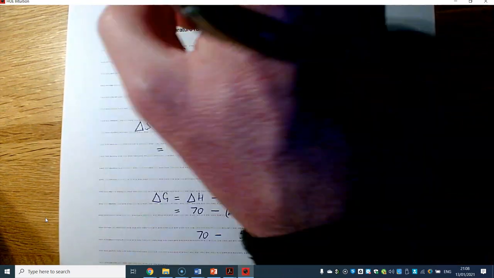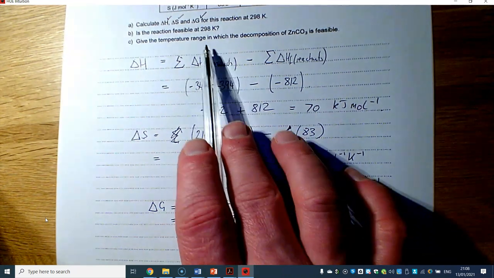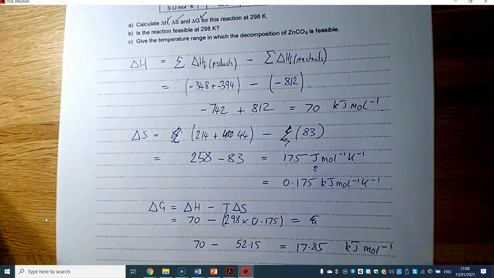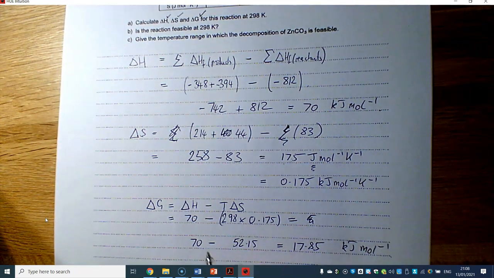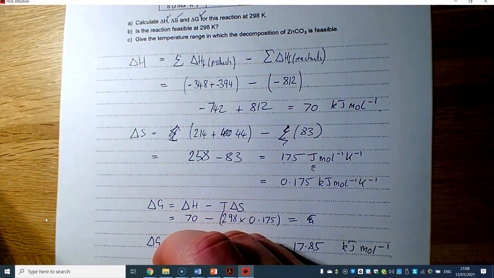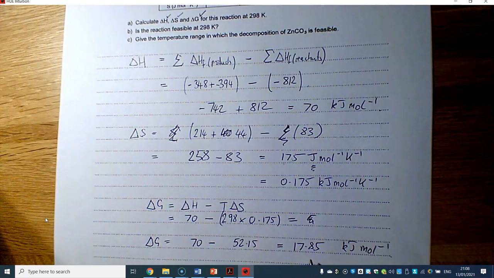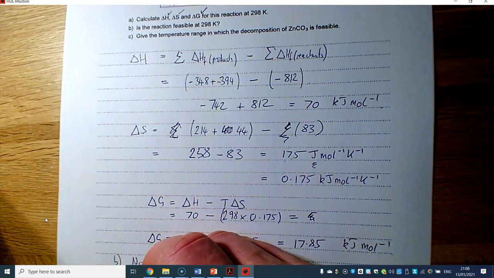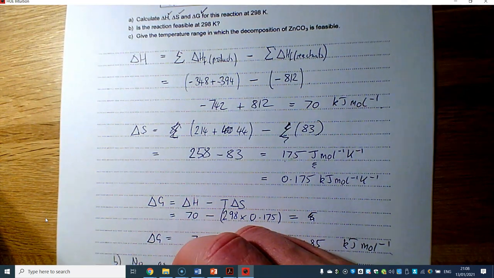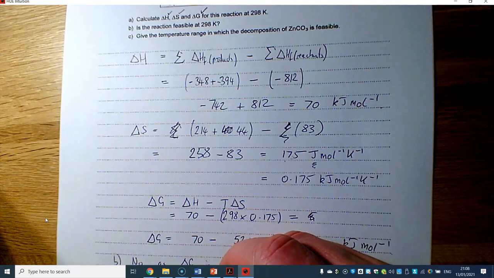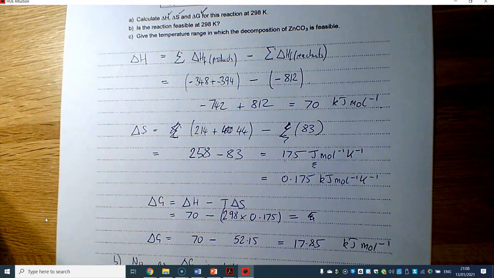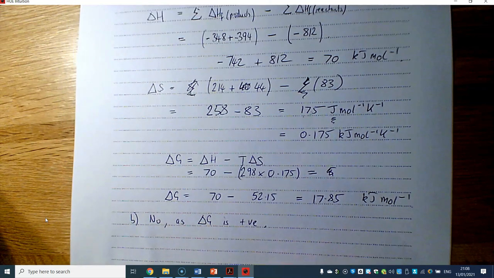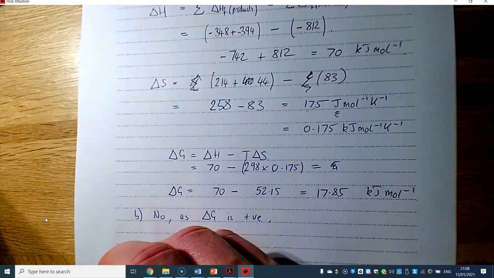Right, so then we have to answer this really standard, really common question: is this reaction feasible at 298 Kelvin? Now, if delta G is positive, which it is here, then no. Let's say no as delta G is positive, and it's only spontaneous or feasible if delta G is negative.